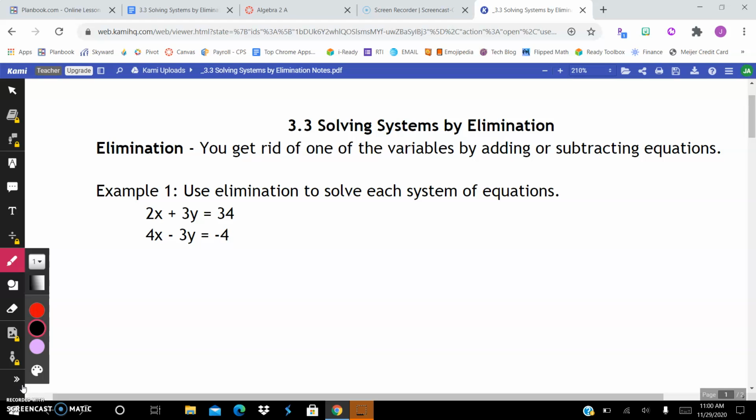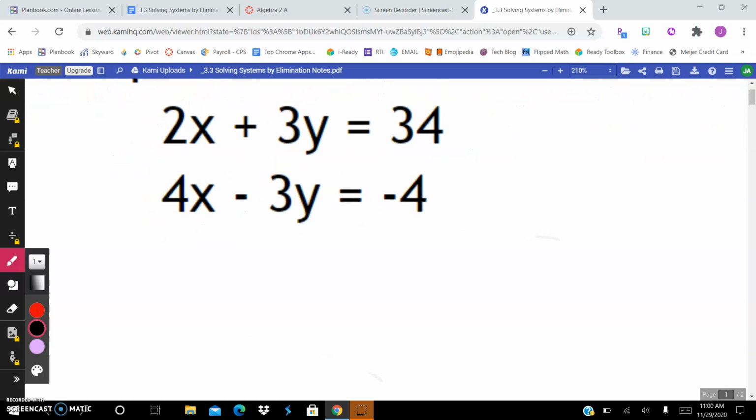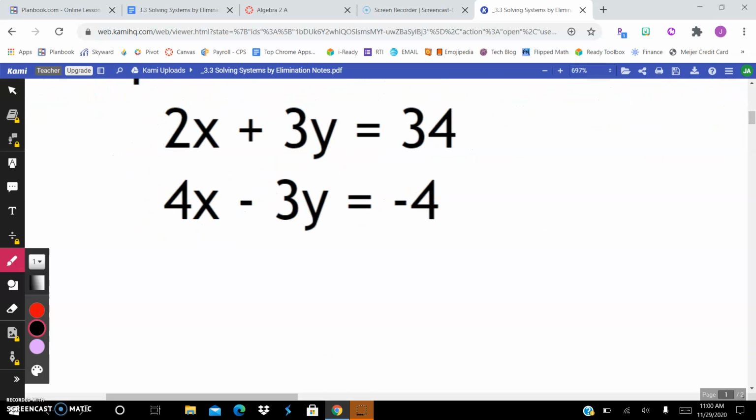When we use elimination, you want your equations to be lined up. For instance, here in example 1, the x's are lined up, the y's are lined up, and then those constants, that 34 and -4, are lined up. The way we decide whether to add or subtract is we look for whichever variable has the same coefficient with a different sign. They don't always have the same coefficients, and we'll get into that later, but in this case, the x's have a coefficient of 2 and 4, so that's not very helpful right now.